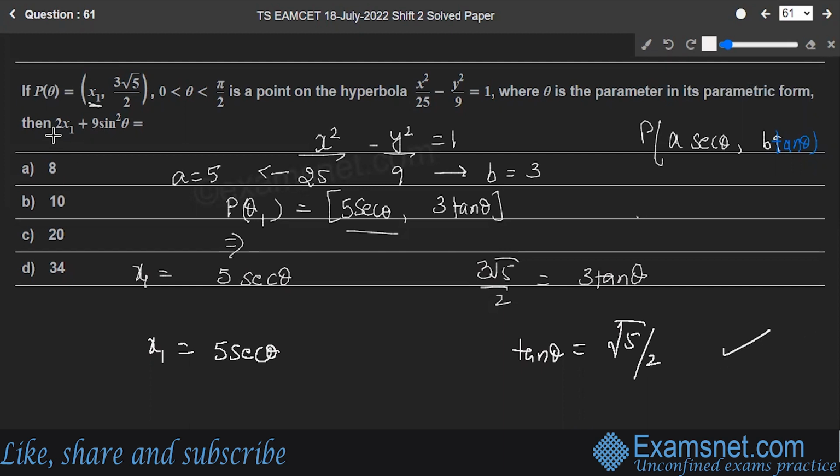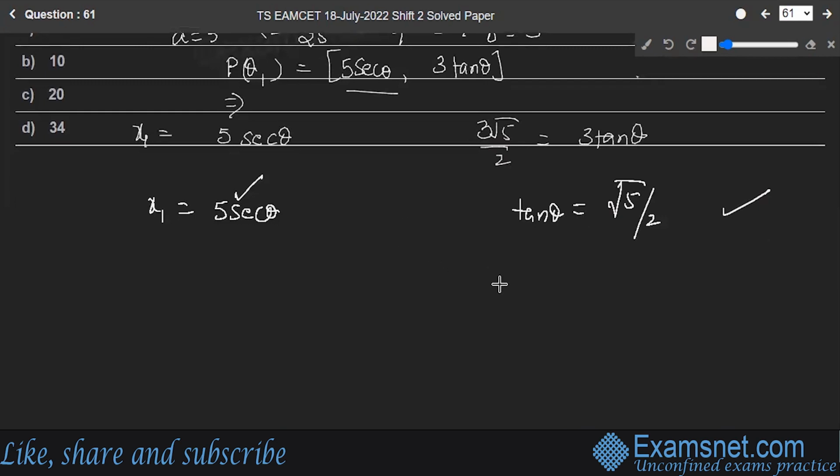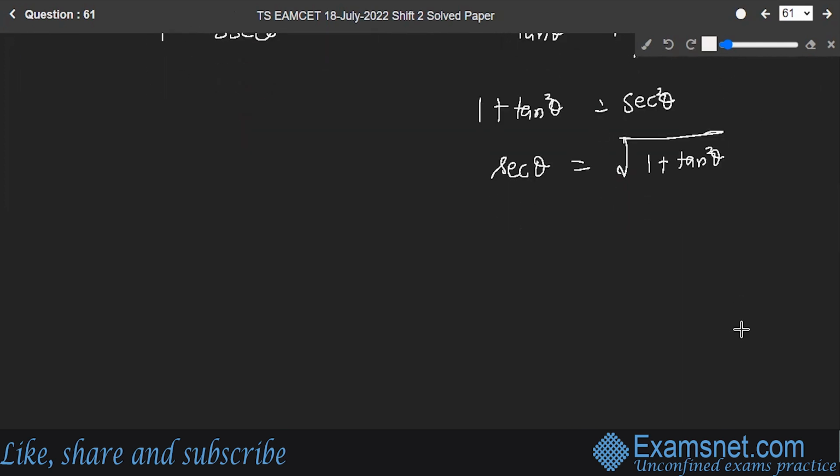Correct. What in the question do we need? I would need 2x1. X1 I already got. And now I want sine square theta, but I have tan square theta. So let's get to sine square theta. You know this thing, 1 plus tangent square theta is equal to secant square theta. That gives you secant theta equal to root of 1 plus tangent square theta, which is root of 1 plus, and tangent square theta was root 5 by 2, this gives me 5 by 4. That is equal to 9 by 4, or secant theta comes out to be plus minus 3 by 2, right?